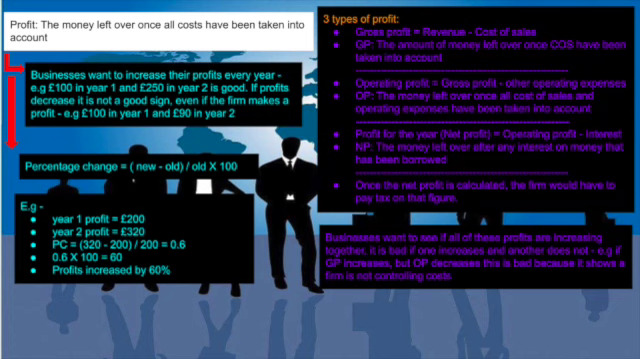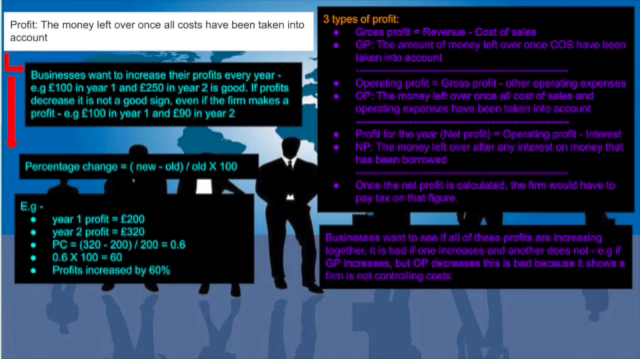So I have a little example if you don't know what I mean. The year one profit is 200, year two profit is 320. So the new 320 take away the old 200, divide by 200 is 0.6, times that by 100 is 60, so the profits increased by 60%. From that, just remember the definition of profit and how to calculate percentage change.